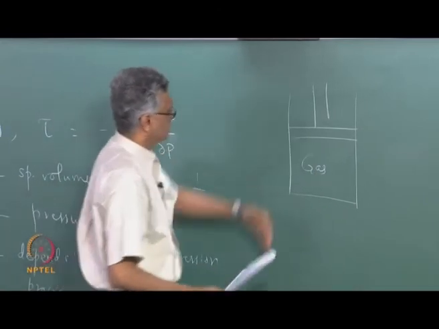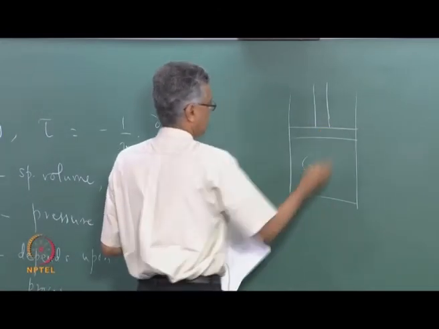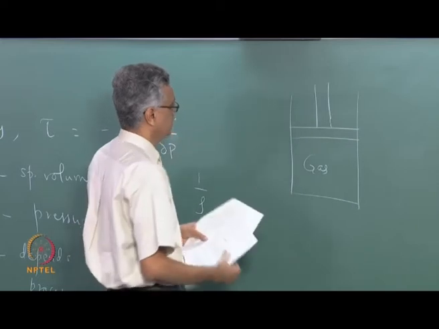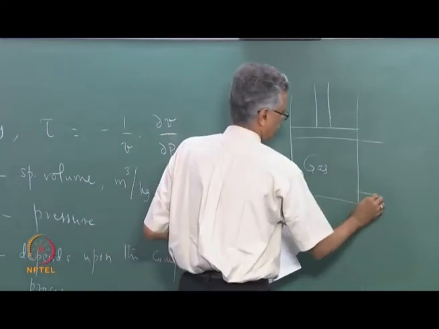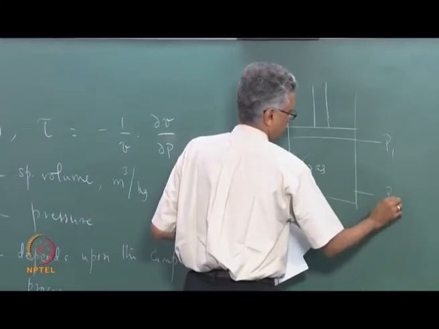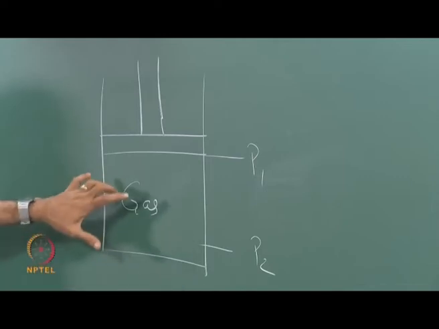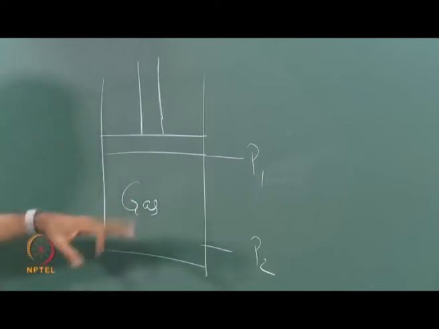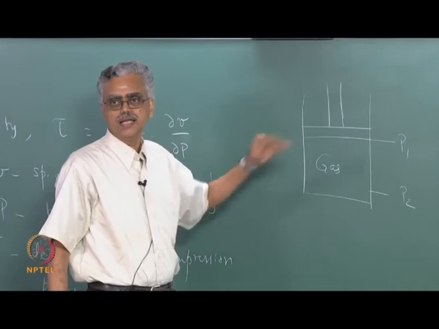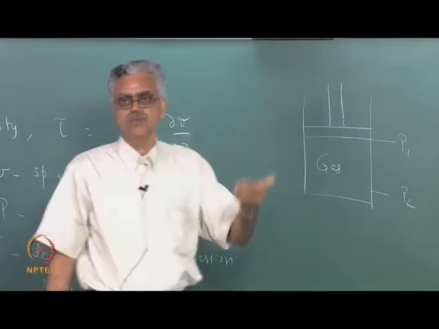So if, for example, I take a certain amount of gas and I compress this gas from a certain initial pressure P1 to a certain final pressure P2. If I allow the compression process to be isothermal, that is the gas remains at constant temperature, so it loses heat to the surroundings, then I end up with a different specific volume.